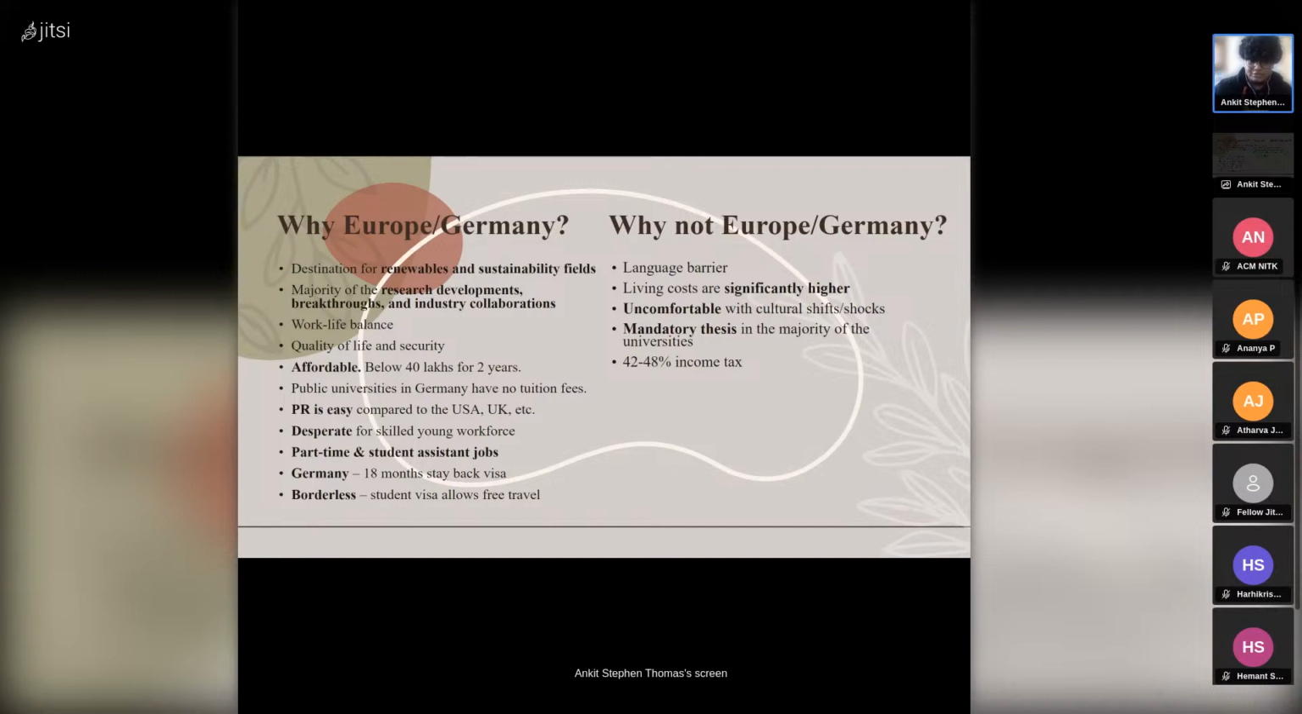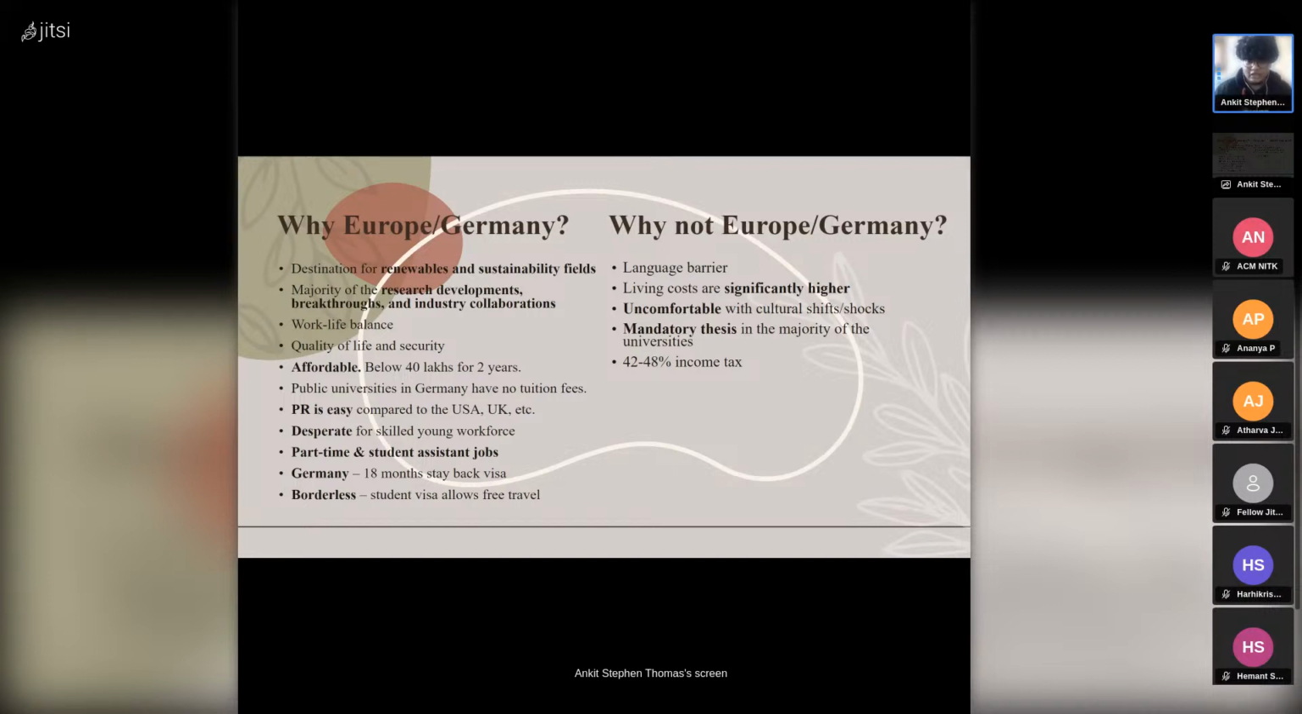Before, the PR rules were you need to work 5 years in Germany, file the taxes, then you can apply for PR. But now they have reduced that 5-year bracket to 3 years, and after 3 years you can apply for a PR. And Germany in particular is very desperate for a skilled young workforce, because Germany is, I think, the fourth or fifth largest economy in the world, and Germany has a very old population. A lot of old people live over there. So they want young people, young immigrants, to come in and work over there and maintain their economy at that fourth or fifth level, right?